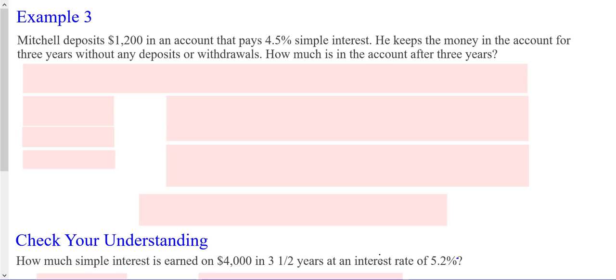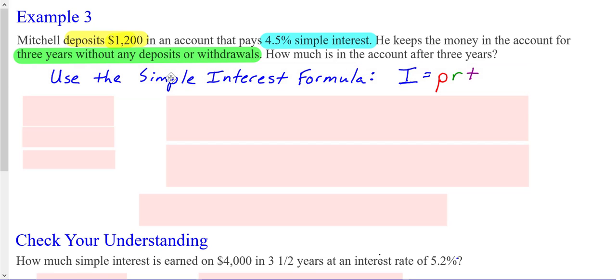It has to be in years. So in this first example, Mitchell deposits $1,200 into an account that pays 4.5% simple interest. He keeps the money in the account for 3 years without any deposits or withdrawals. So those are the three important parts. How much is in the account after 3 years? We need to use the simple interest formula, I equals PRT. If we identify the parts, the $1,200 deposit represents our principal, the simple interest percent is our rate, and 3 years represents the time.